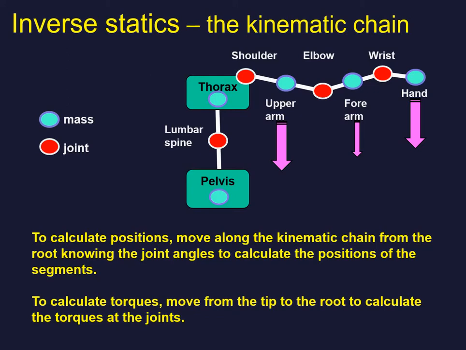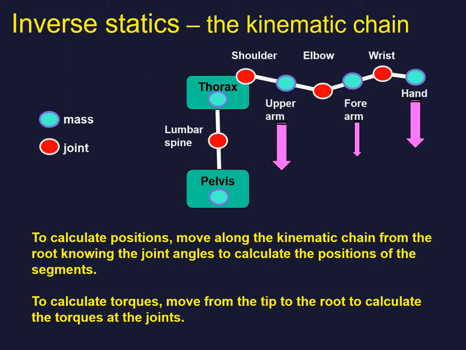If we know the location of the pelvis and we know the angles along the lumbar spine, we can calculate the position of the thorax. If we then know the angles at the shoulder, we can calculate the position of the elbow. And if we know the angle at the elbow, we can calculate the location of the wrist and hence the hand. So by the time we've got to the end of this chain, the kinematic chain, we know the positions of all of the masses and of all the joints.